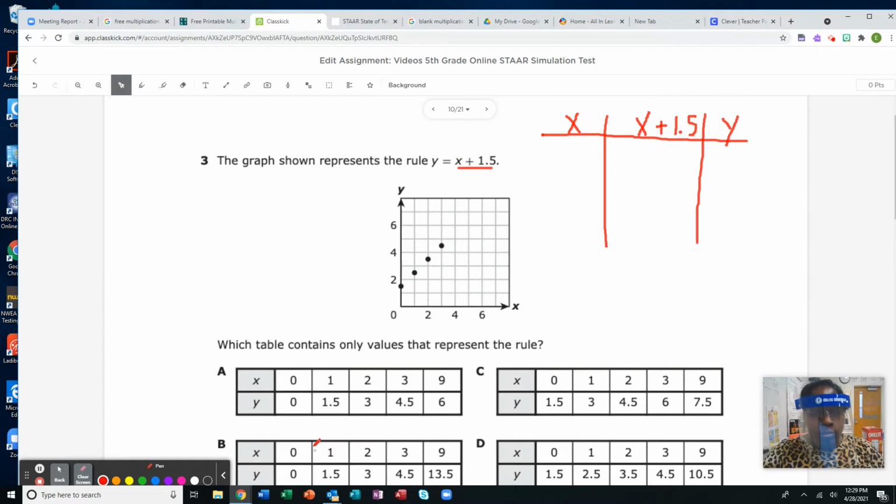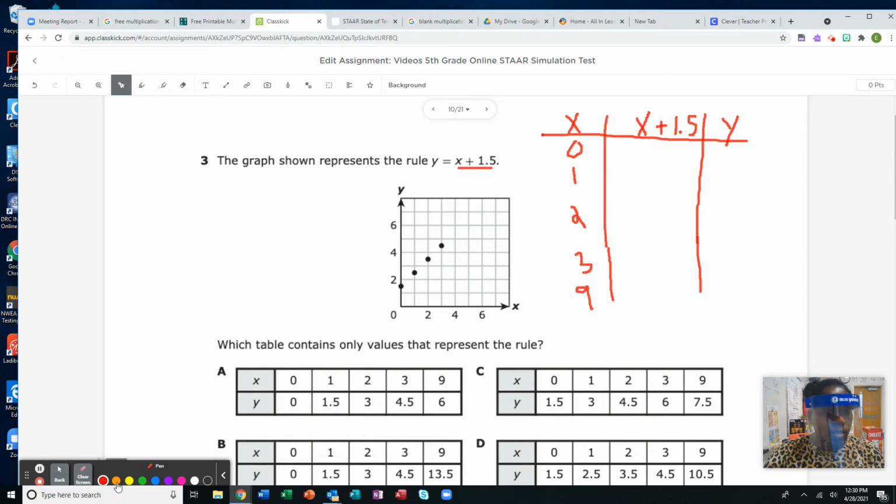We have our values, and if we look at our answer choices, all of the x's are 0, 1, 2, 3, and 9. If you look at all of these, so I'm going to just go and put those numbers here: 0, 1, 2, 3, and 9, because all of them have that number in the x. And then I'm just going to plug these numbers into the rule.